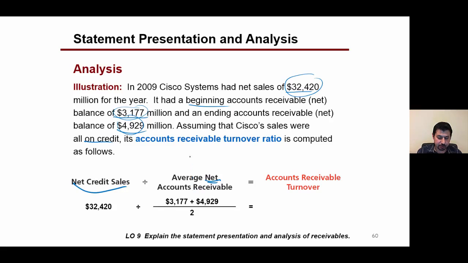So here we have 3,000. This is the beginning balance plus the ending balance of net accounts receivable, and we divide it by 2. That would give us 8 times. Here what we are saying is that the company Cisco was able to collect its accounts receivable 8 times during that year, and usually the higher the ratio, the more liquid accounts receivable are, which is to mean the faster the company is at collecting its accounts receivable.